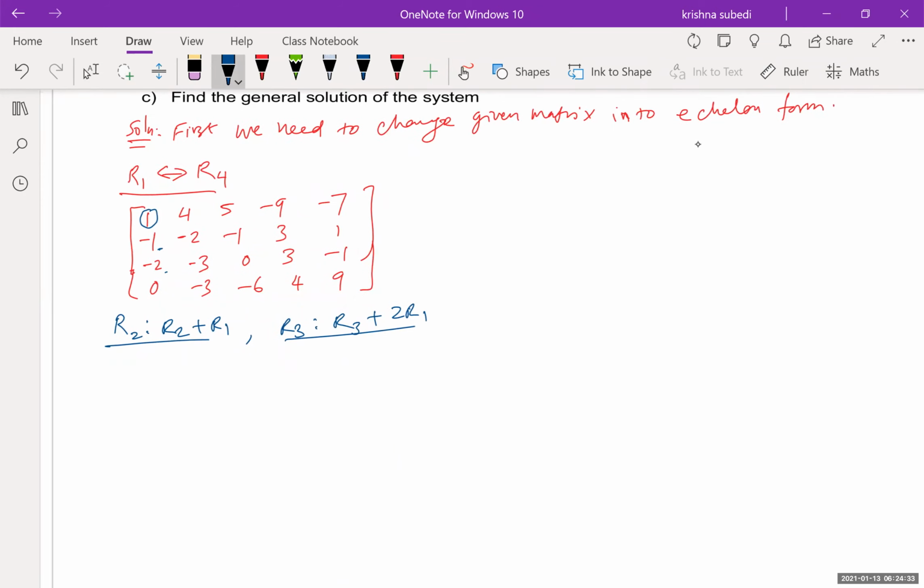In R2 plus R1, you can do that in your head, I think. The first row remains the same. You do nothing there. And in the second row, we're going to add R1 and R2. That gives me 0. That gives me 2. And 5 minus 1 is 4. -9 plus 3 will be -6. And -7 plus 1 will be -6.